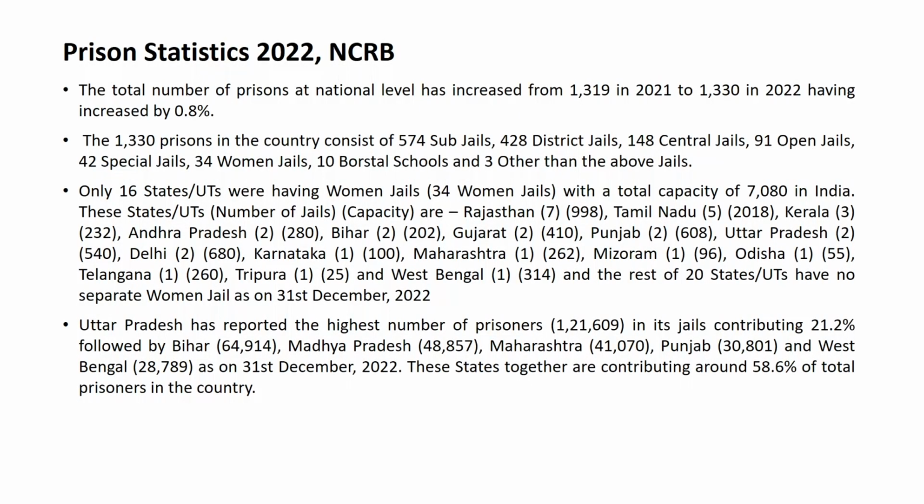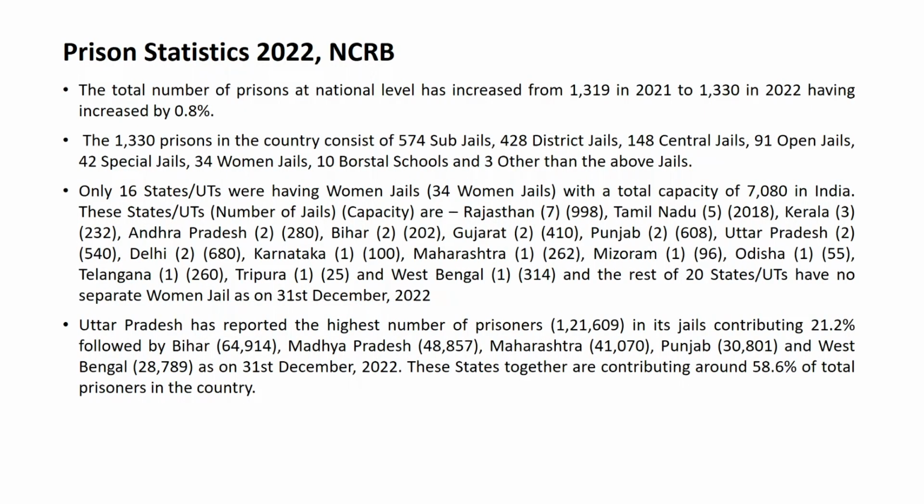Now, so far as the status of prisoners in India is concerned, we have the prison statistics that I have mentioned to you. What is the status of prisons, or what is the state of affairs in the prisons today? I'll give you some important data for that purpose. The total number of prisons at the national level has increased from 1,319 in 2021 to 1,330 in 2022, an increase of 0.8%. This is the statistics for the year 2022. The 1,330 prisons in the country consist of 574 sub jails, 428 district jails, 148 central jails, 91 open jails, 42 special jails, 34 women's jails, 10 Borstal schools, and 3 other jails. So, this is the structure so far as the prisons are concerned.